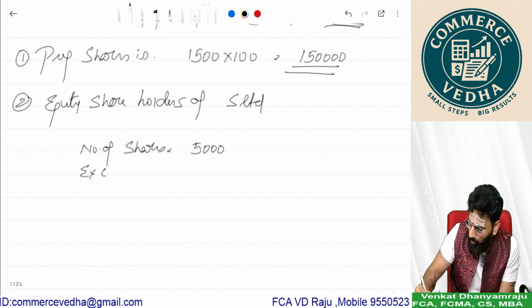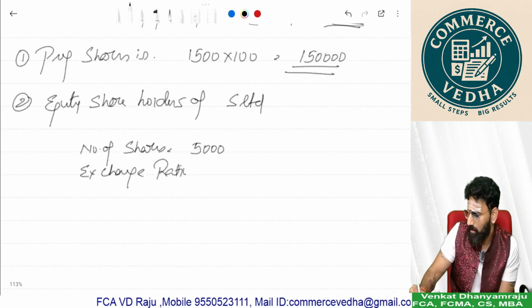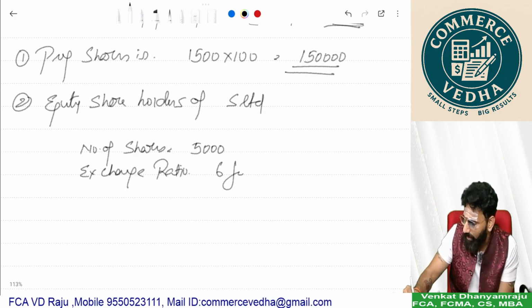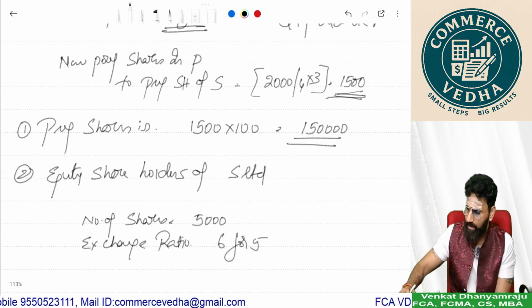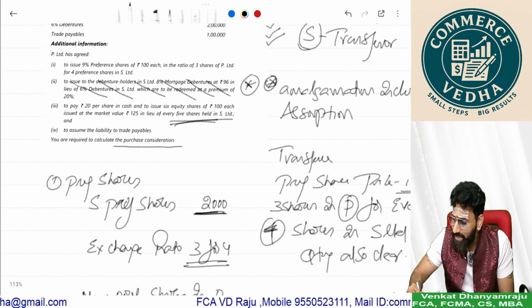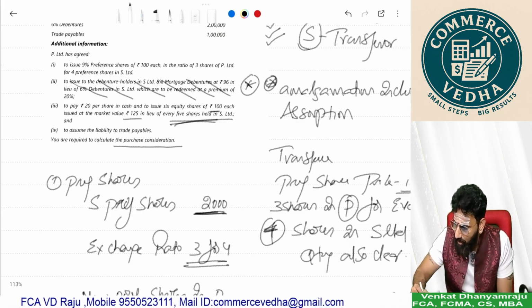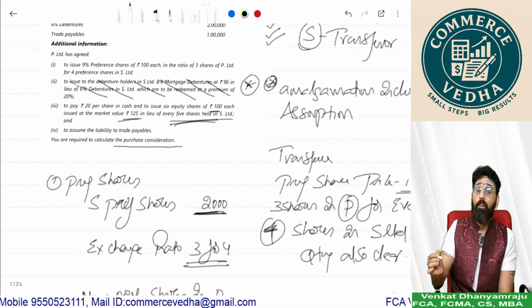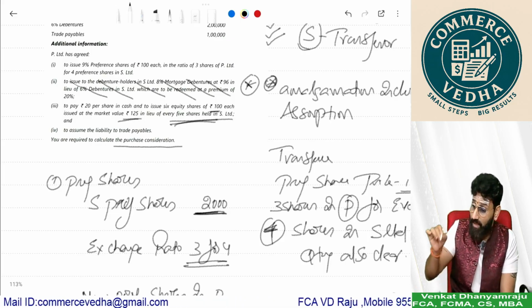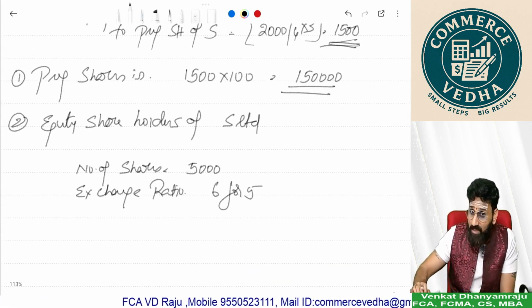Exchange ratio 6:5. Read it carefully. Issue 6 equity shares of 100 each at 125 in lieu of every 5 shares in S Limited. So the exchange ratio is 6:5.